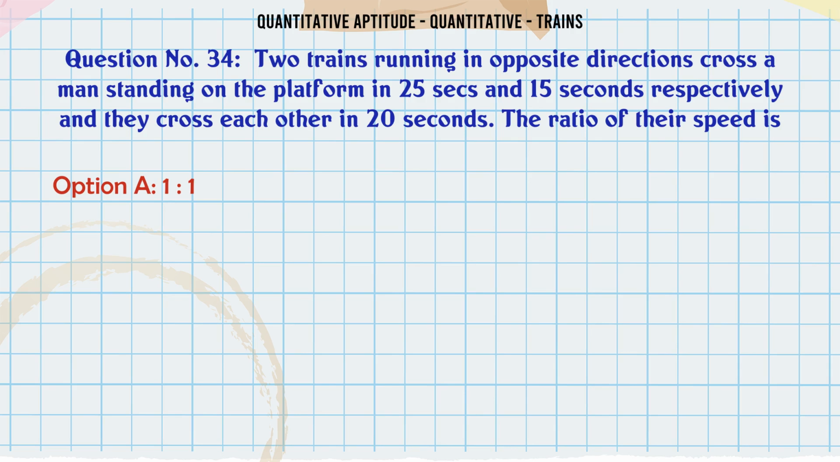Two trains running in opposite directions cross a man standing on the platform in 25 seconds and 15 seconds respectively, and they cross each other in 20 seconds. The ratio of their speeds is A 1:1, B 1:2, C 2:1, D 2:3. The correct answer is 1:1.